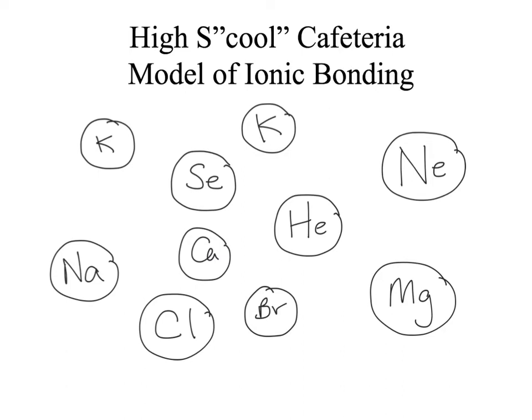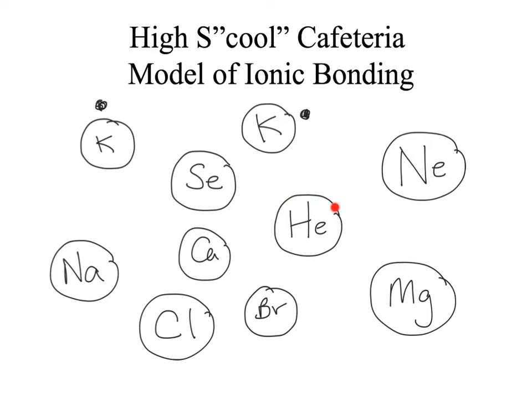Now, the number of chairs around each of these element tables depends on the number of valence electrons in the atom of each of the elements. So for instance, for our potassium table, potassium has just one electron in its valence shell, so it only has one chair at its table, representing that one valence electron.